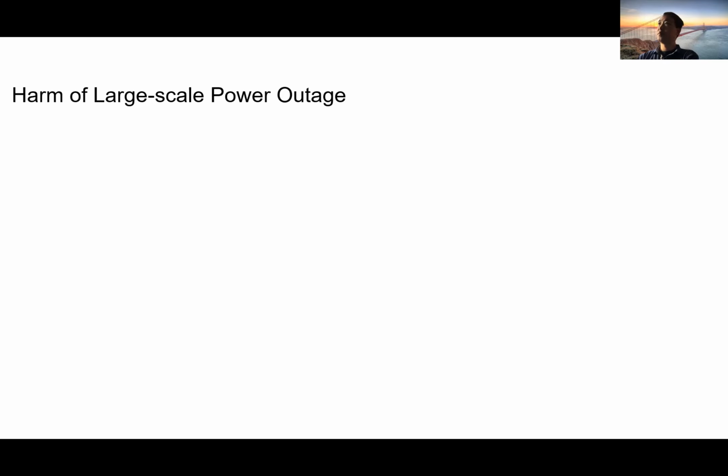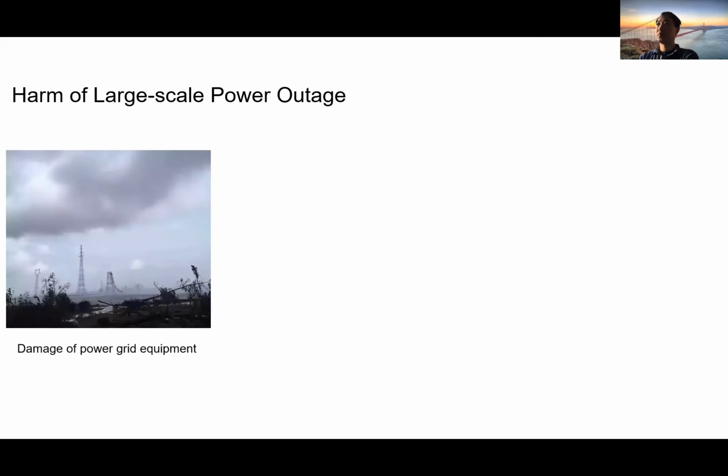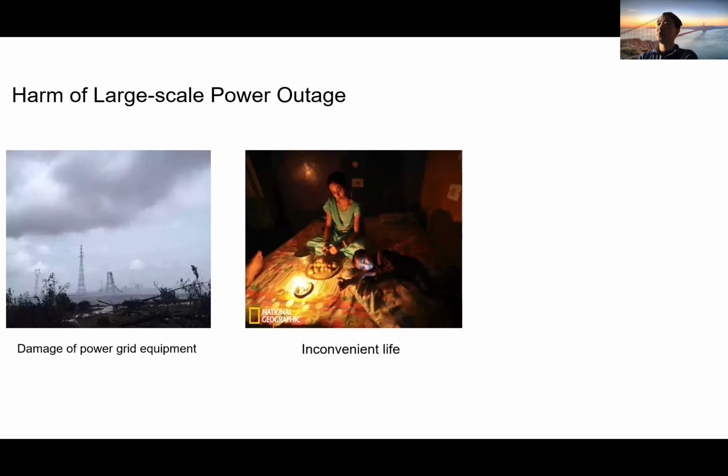Firstly, the most direct impact is the damage of power grid equipment, which can cost a lot to repair or rebuild. Secondly, people's life can be very inconvenient. In this picture, because of the power outage, people had to cook by candlelight.